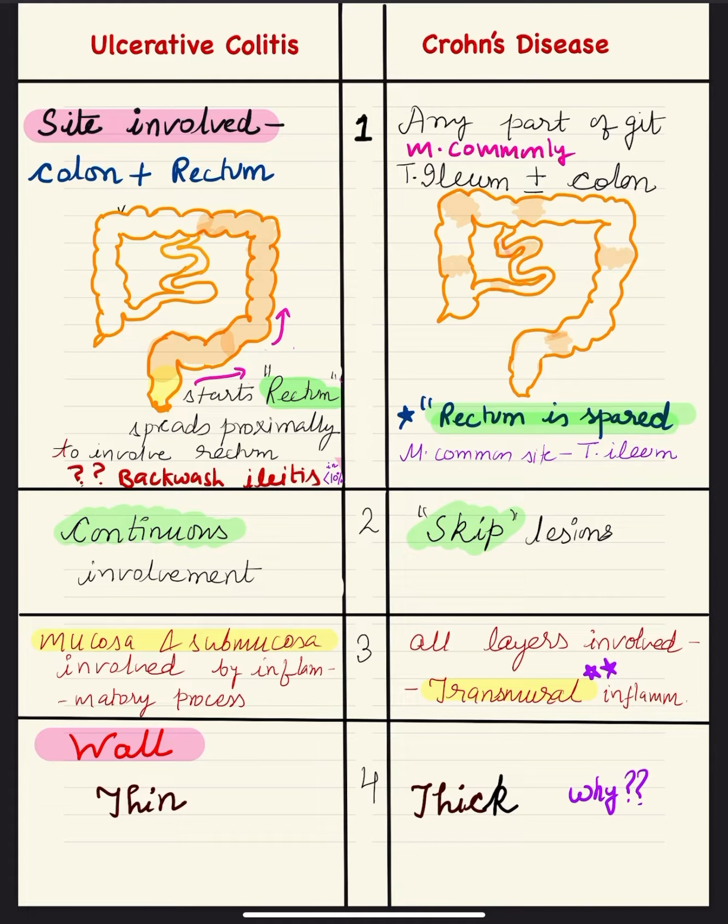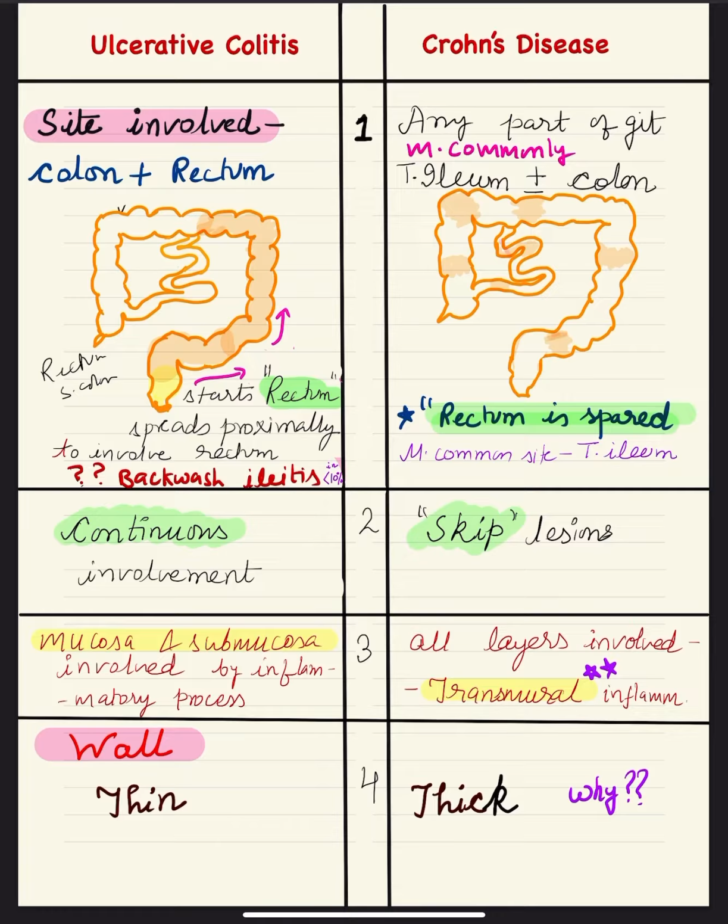But sometimes when there is a lot of inflammation, it can involve the ileum, and that is known as backwash ileitis. Backwash ileitis is seen in less than 10% of the cases. So you have to remember that the disease starts in the rectum. The rectum is always involved, and then it proceeds towards the colon. Most commonly involved sites are the rectum and sigmoid colon.